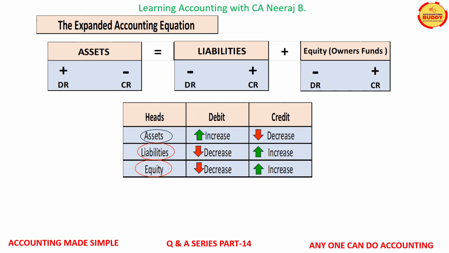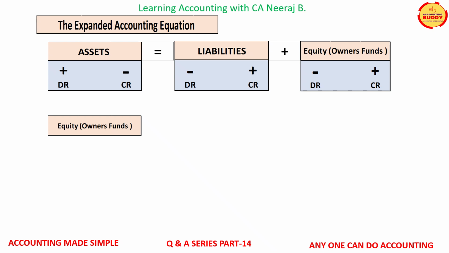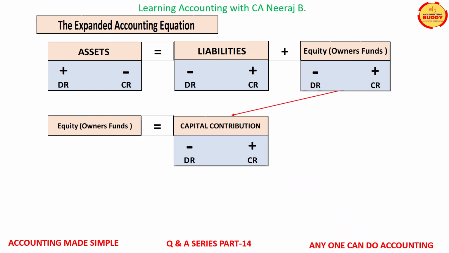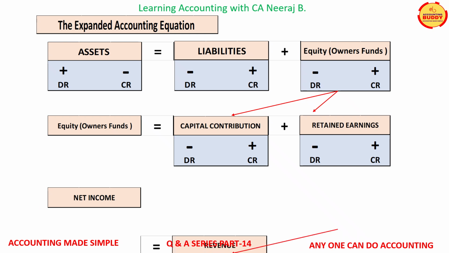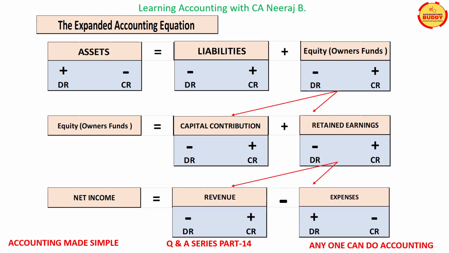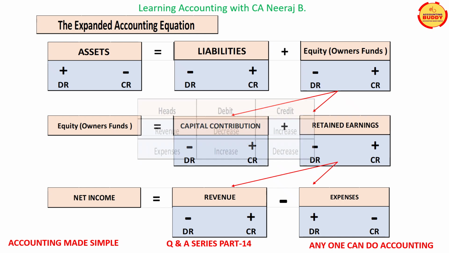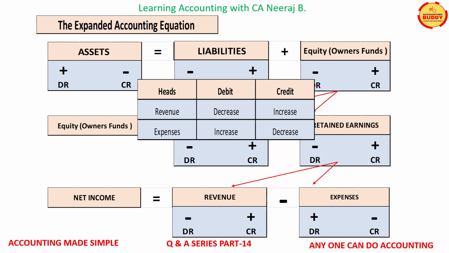Now let us further elaborate on owner's equity. Owner's equity includes the amount of capital contributed by the owners plus the amount of retained earnings balance appearing in the balance sheet of the business. Let us now understand the term retained earnings. Retained earnings is the balance of the net income, that is the total revenue minus expenses, which is undistributed to the owners as dividend. This table is also very important for us to remember.